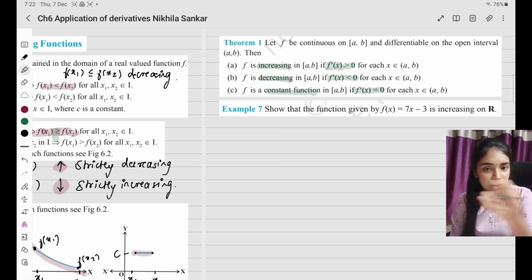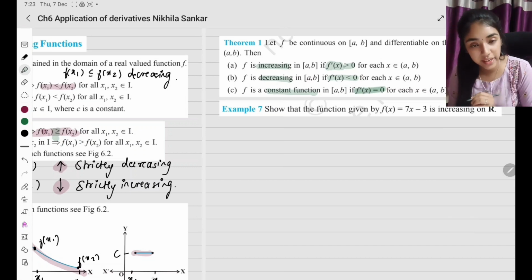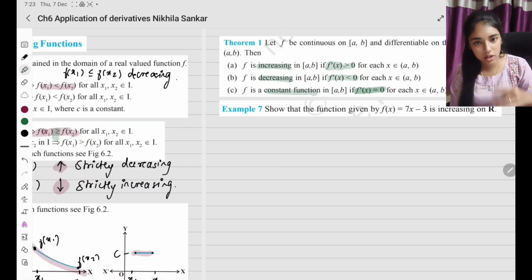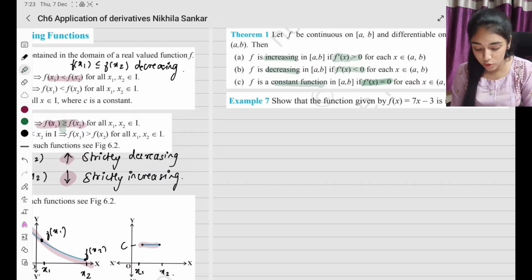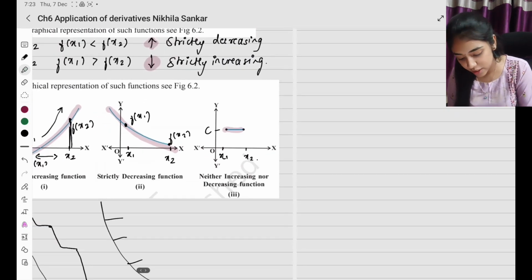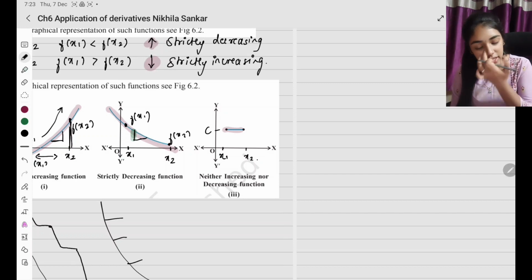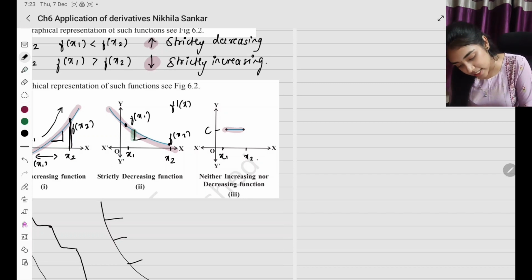ஏன்னா அந்த இடத்துல எந்த சேஞ்சுமே இல்லை, கரெக்டா? அதனால f dash of x becomes a 0 because there is no change. It is constant and differentiating a constant function is going to give you a 0. What is your differentiation basically? You are talking about the slope here. So that is why you are taking the derivative. The derivative f dash of x is nothing but the slope.